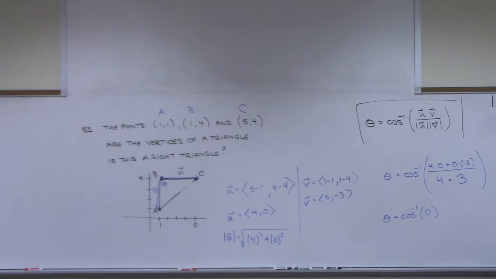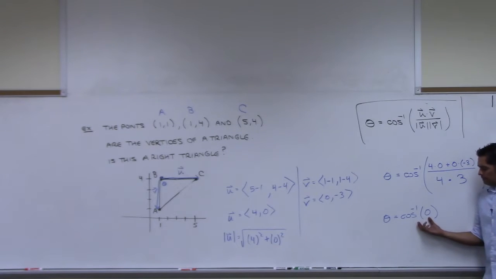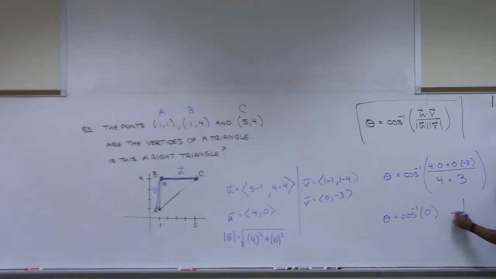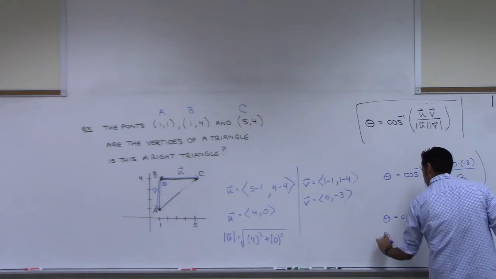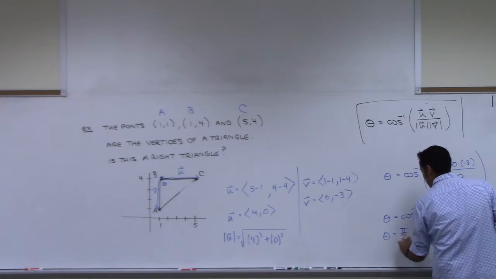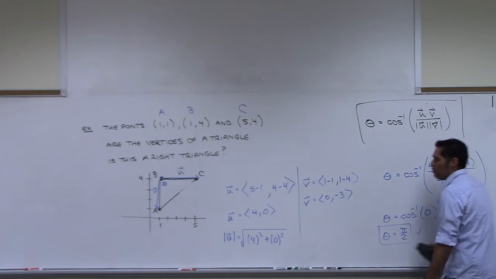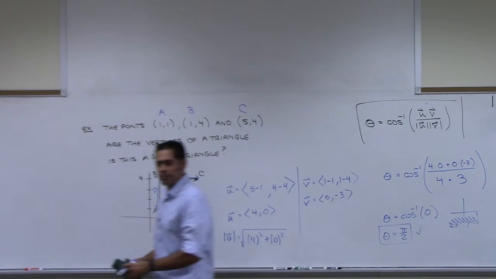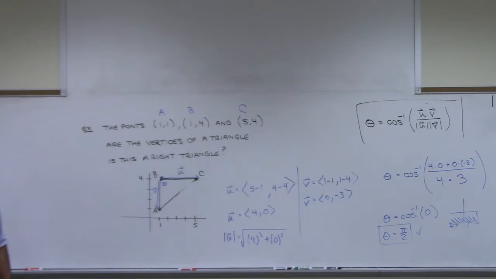And what is the angle? What would the angle be on the unit circle? Well, we have to look at cosines only. Arc cosine is only defined in the top two quadrants, right? So at what angle is your x coordinate 0? Pi over 2. So theta must be pi over 2, which is 90 degrees, isn't it? Therefore, this is a right triangle. Got it?